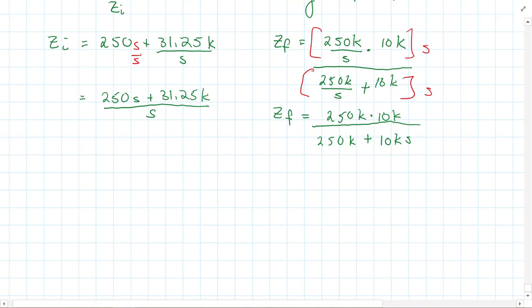Now I say we're not going to multiply it out, because let's think about this for a second. Let's look at this. Factor out a 10k.